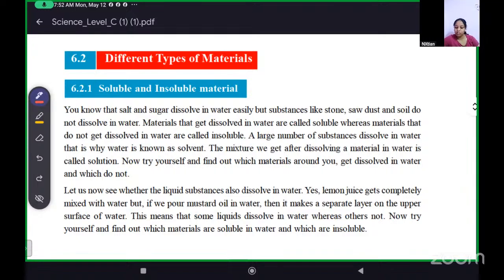Now, a large number of substances dissolve in water. A lot of substances can easily be dissolved in water. That is why water is known as solvent. Water is known as what? Solvent. Why? Because it can dissolve a lot of liquids.